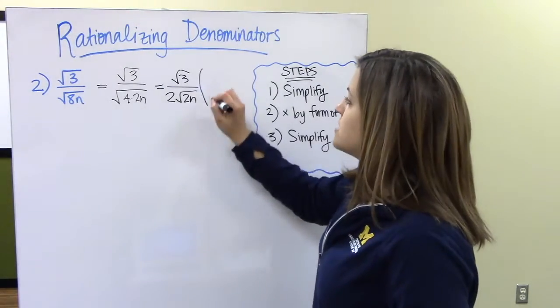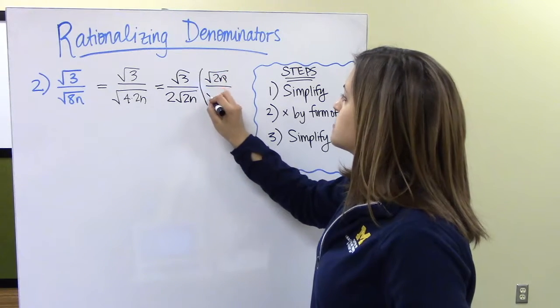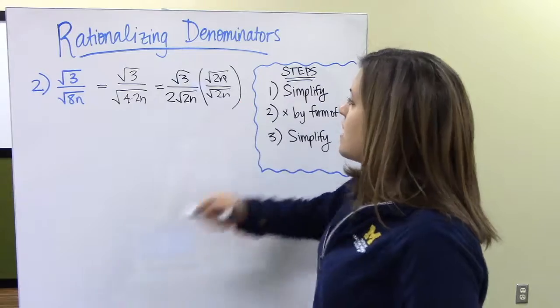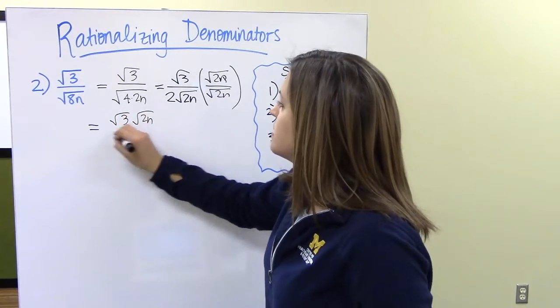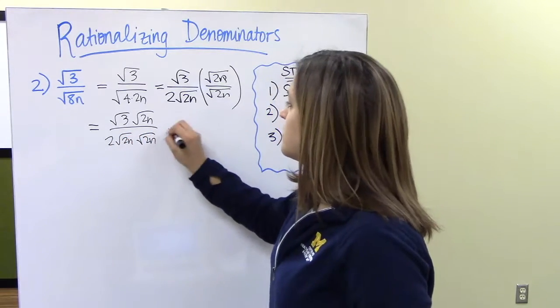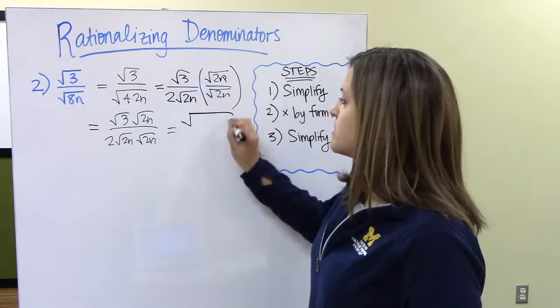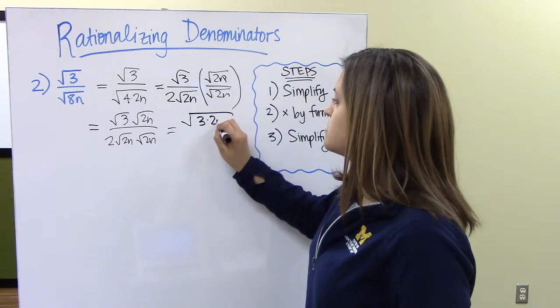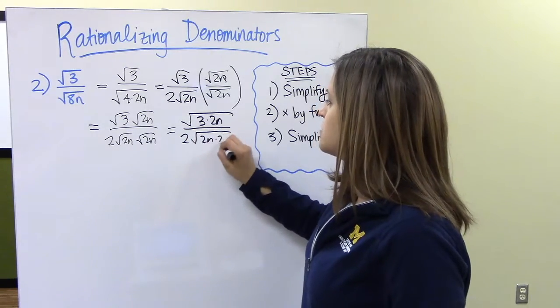So I'm going to multiply top and bottom by the square root of 2n. So square root of 2n over square root of 2n. And I'll see that I get the square root of 3 times the square root of 2n over 2 square root of 2n times the square root of 2n. And I can rewrite these using my product property, so I'll combine them into one big square root on top, 3 times 2n over 2 square root 2n times 2n.